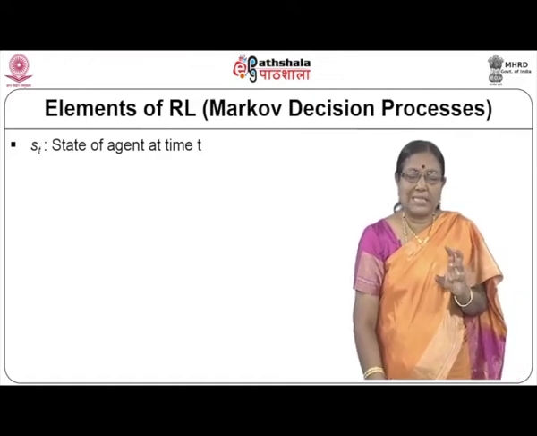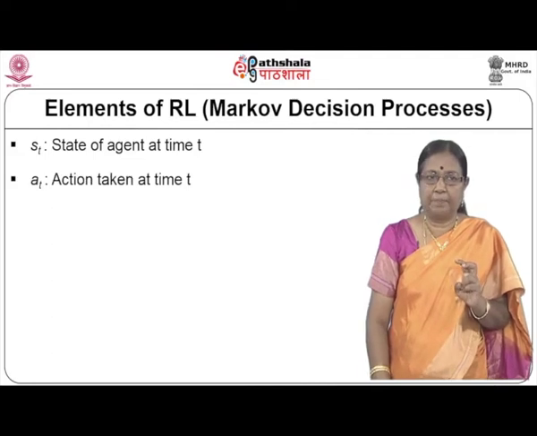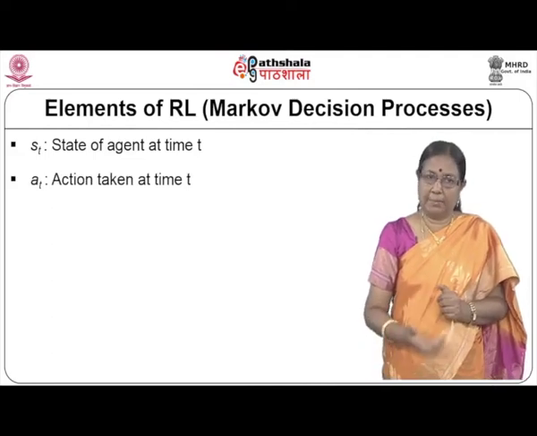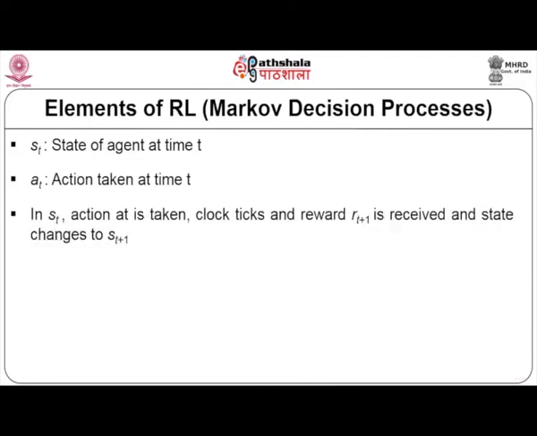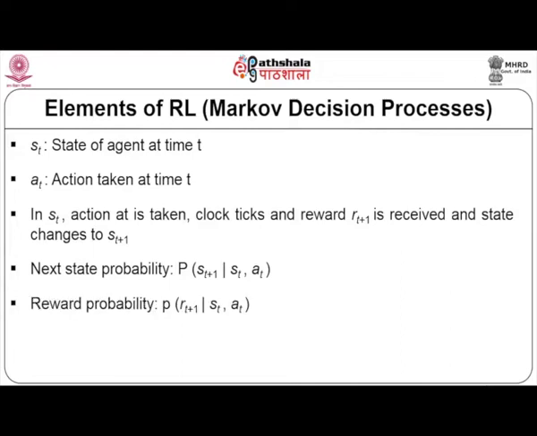S of t is the state of the agent at time t, A of t is the action taken at time t. In state S of t, action A of t is taken, the clock ticks, reward r t plus 1 is received and the state changes to S t plus 1. The next state probability is the probability of S t plus 1 given S t and A t, and the reward probability is the probability of reward r t plus 1 given S t and A t. So, this is a Markov decision process that we have.